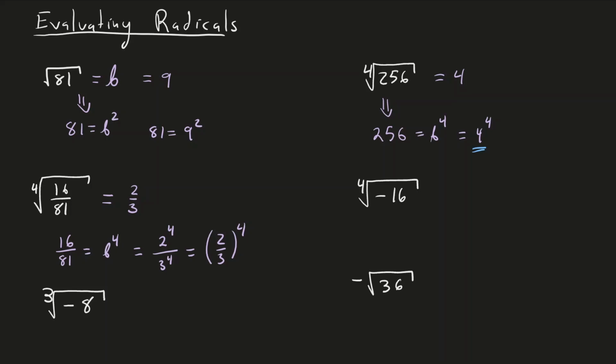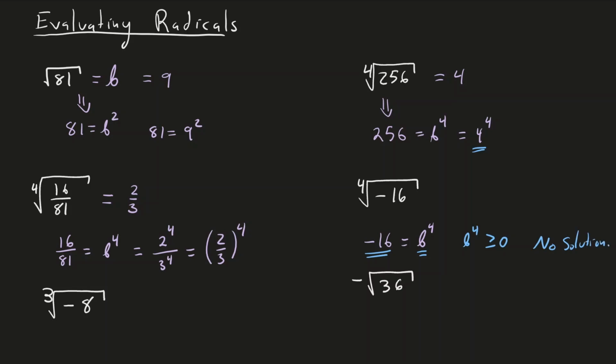So let's take a look at the 4th root of negative 16. Translating this, negative 16 is equal to b to the fourth power. The biggest thing to note here is that b to the fourth power is always going to be a positive number. When you take a number to the fourth power, it's always positive. But here we're asking, is it equal to a negative number? That doesn't work. This has no solutions.